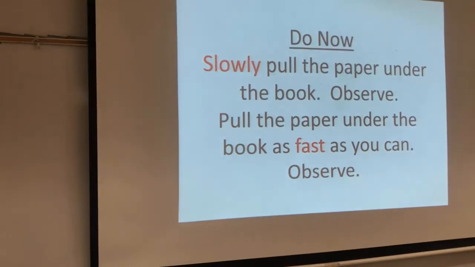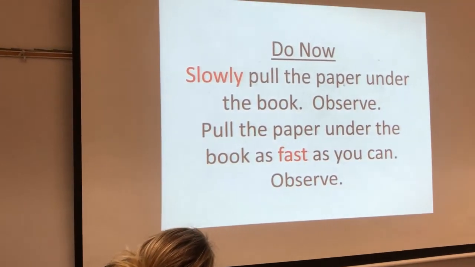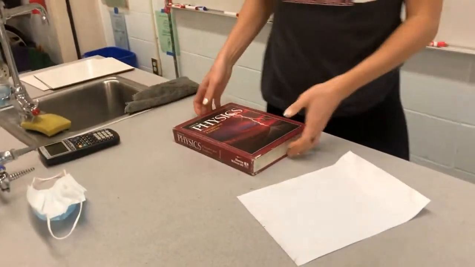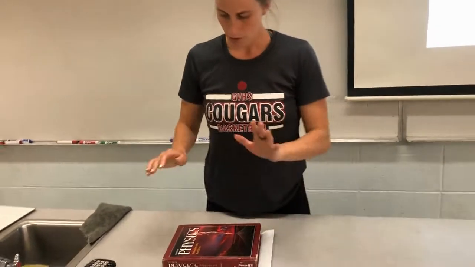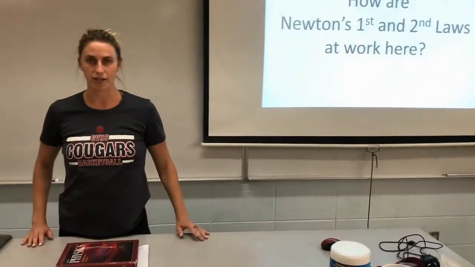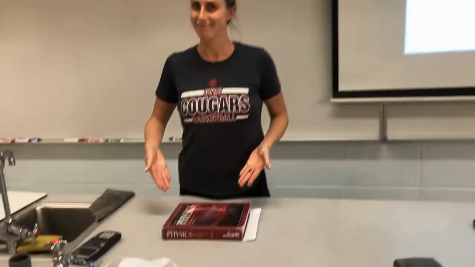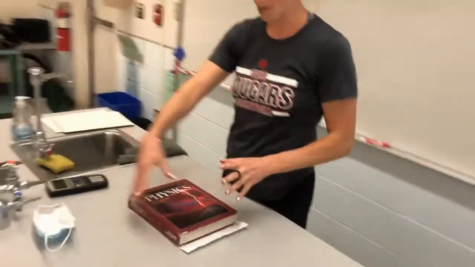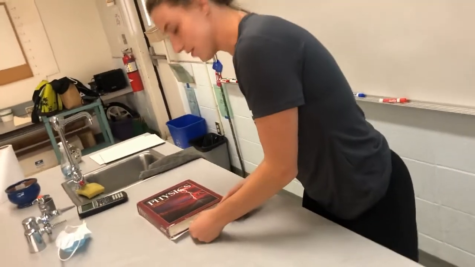What is going on here? My first question for you guys: how are Newton's first and second laws at work here? Well, let's think about what Newton's first and second laws are. Let's start with number 1. His first law: an object at rest will stay at rest unless acted on by an outside force. Object at rest, staying at rest, not moving, no outside forces. Let me just go ahead and put my outside force on this object at rest.